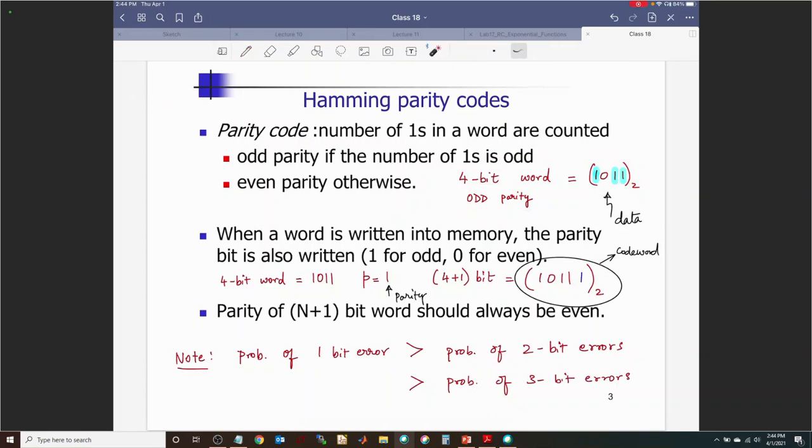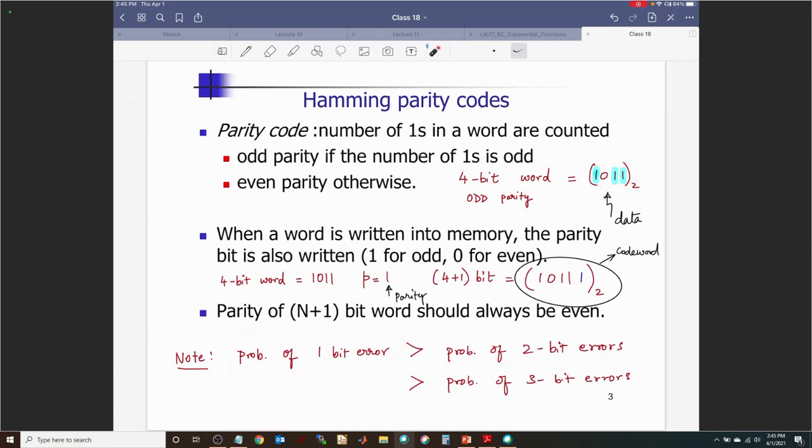So the highest chance of something going wrong is the probability of a 1-bit error, right? So a 1-bit error is the most likely scenario, which is why we are trying to develop some codes here, specifically the Hamming error correction code, which can go in and detect that 1-bit error and also be able to correct it. But as you may imagine, it would also be helpful to know whether two errors have occurred or not.